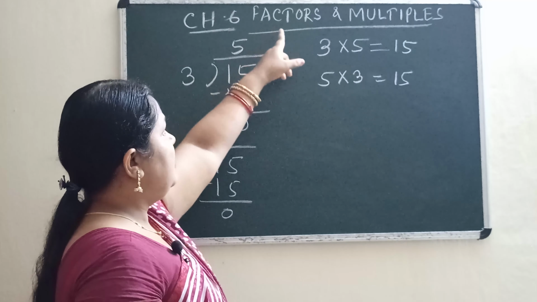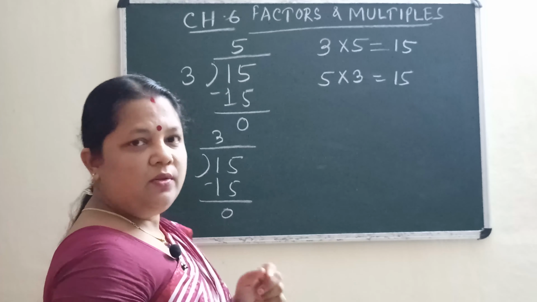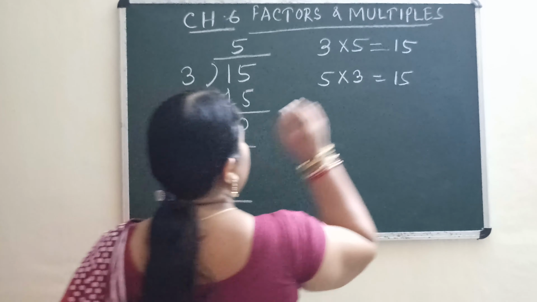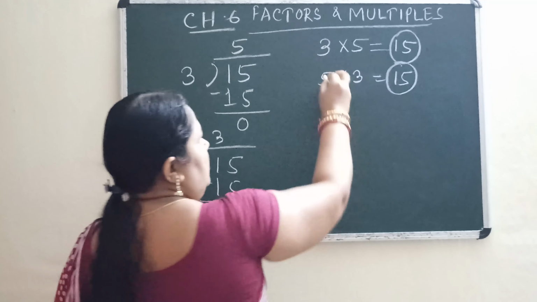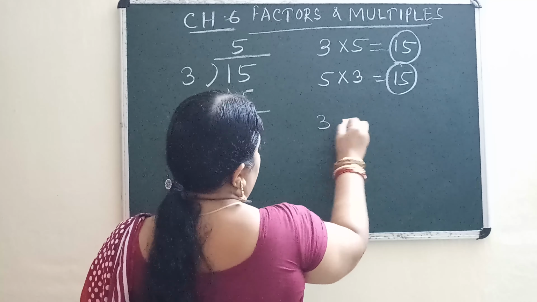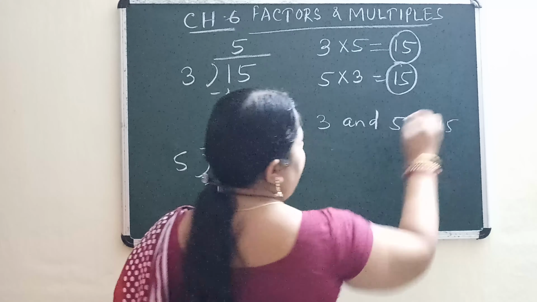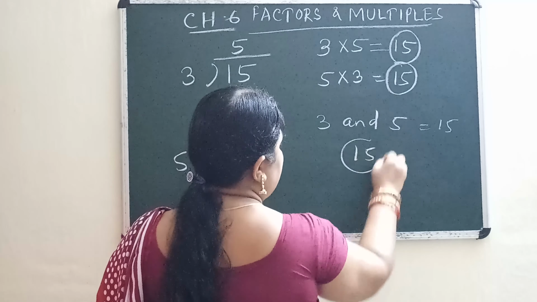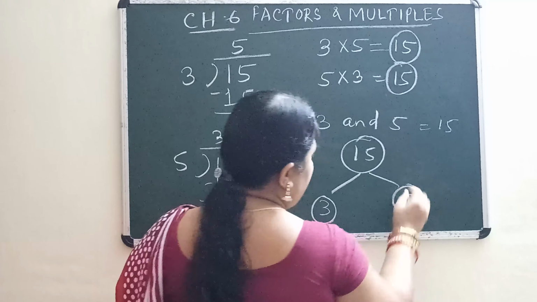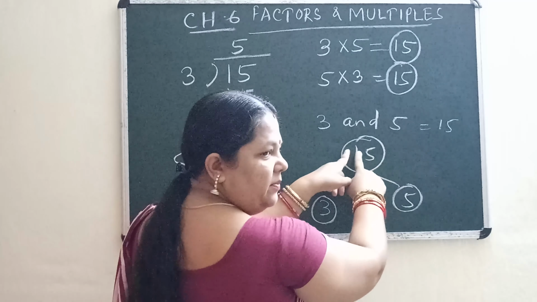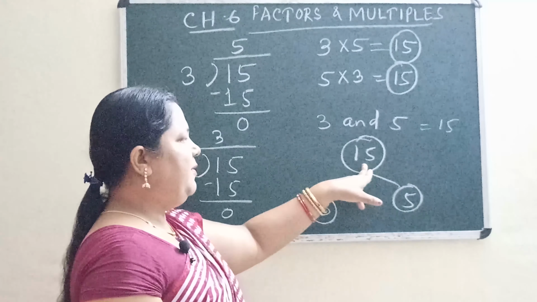Like this, today's topic, factors and multiples, are both related to each other. How? I am explaining here. See, here 15 in both cases is the same. That means 3 and 5 are both related to 15. Yes or no? If I write 15 like this, then 3 is one member, 5 is one member. You can multiply 3 into 5 equals 15, or 5 into 3 equals 15. Whatever you write, 15 is the same.